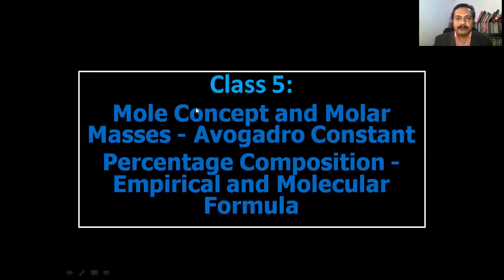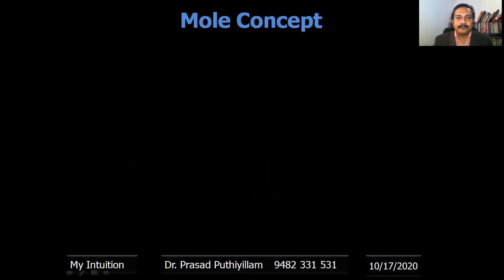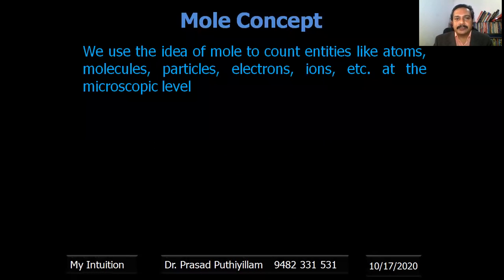This is class number 5 of Basic Concepts of Chemistry: Mole Concept and Molar Masses with Avogadro constant, percentage composition, empirical formula, and molecular formula. Mole concept. We use the idea of mole concept to count entities like atoms, molecules, particles, electrons, ions, etc.